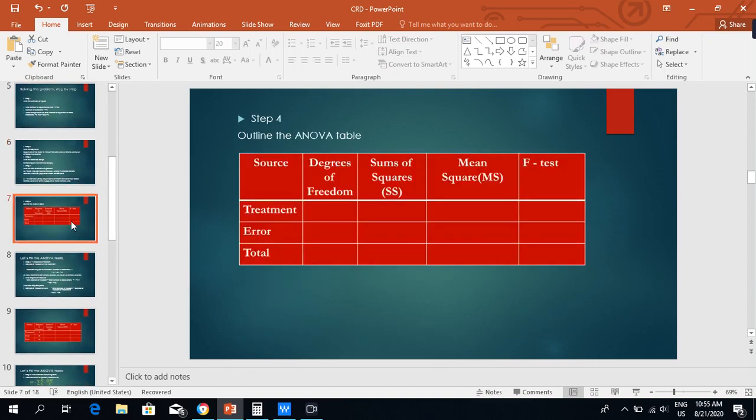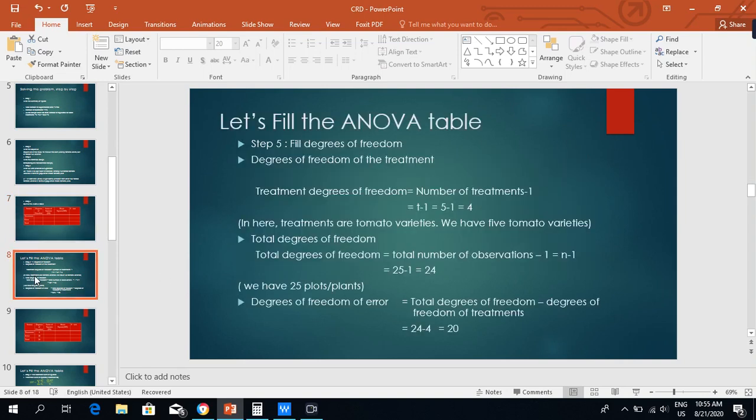Next, you should outline the ANOVA table. It contains 5 columns and 3 rows. Like that you can outline your ANOVA table. Next, we are going to fill the ANOVA table. First, we should fill the degrees of freedom column. At first, we should calculate degrees of freedom of the treatment. Treatment degrees of freedom is equal to number of treatments minus 1. We have 5 treatments. 5 minus 1 is equal to 4.